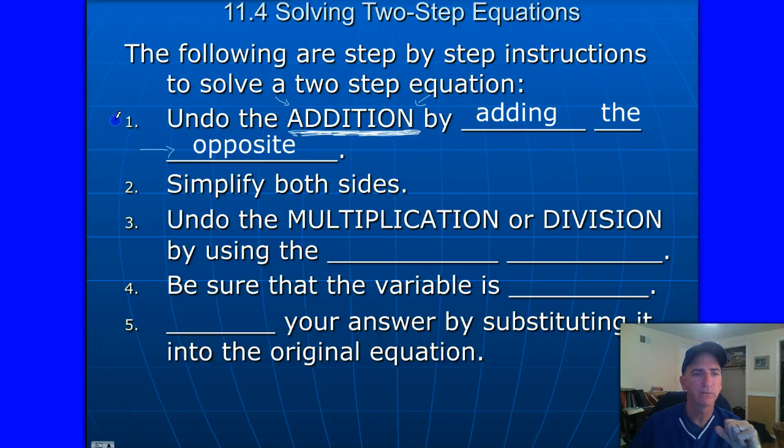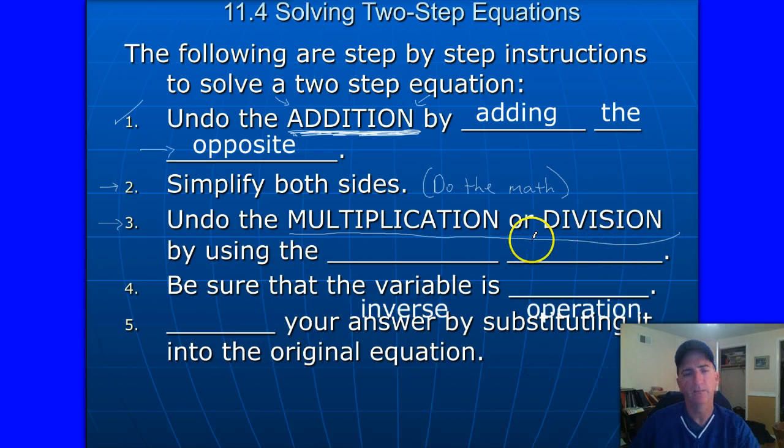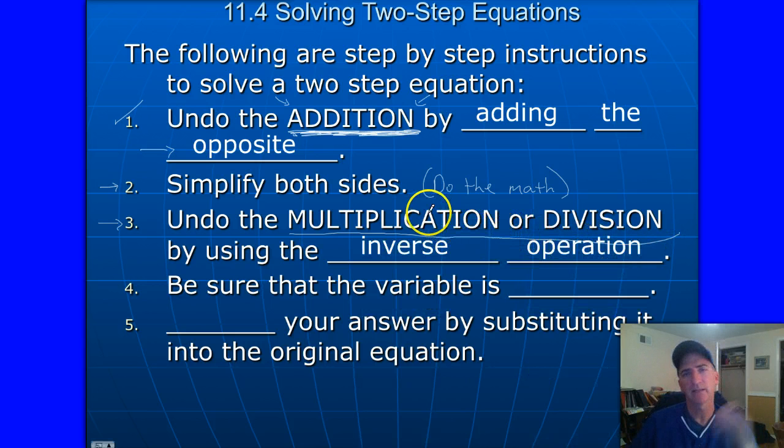Okay, after you've done that, then you want to simplify both sides. Now basically what simplify means is think of it as doing the math. Okay, if you're going to add 2 to both sides, well then do it. Okay, that's what simplify essentially means. Alright, after you've gotten rid of the addition, the third thing you want to do is undo the multiplication or division. And we've seen how to do that. Use the inverse operation. Now that's where you might divide if it's being multiplied. You might multiply a reciprocal if it's being multiplied by a fraction. Okay, all things that should be reviewed at this point in the class, hopefully.